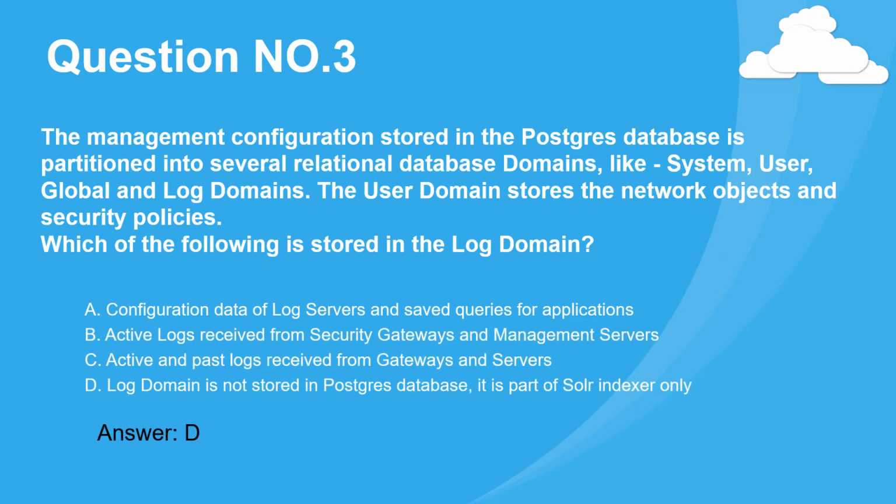Question No. 3. The management configuration stored in the Postgres database is partitioned into several relational database domains, like system, user, global and log domains. The user domain stores the network objects and security policies. Which of the following is stored in the log domain?